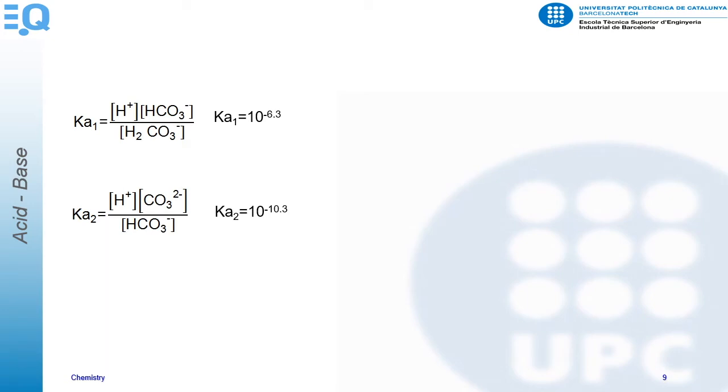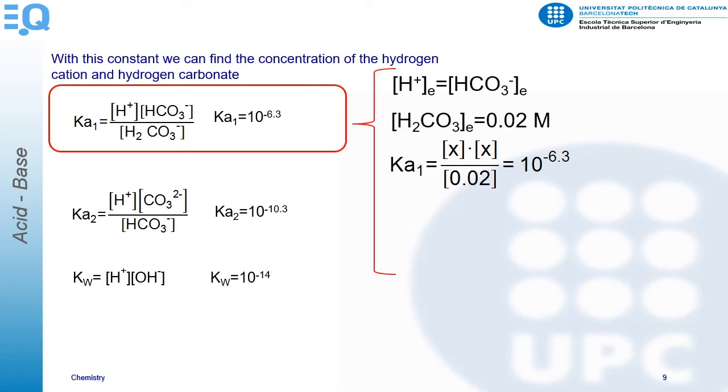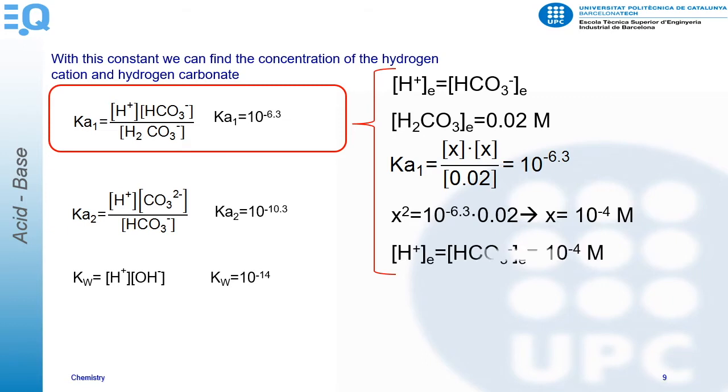Now we have to look at the equations and decide which one we'll use. Since we know the concentration of hydrogen carbonate is equal to H+, and we also know the initial concentration of carbonic acid, we have to find a constant that includes these three concentrations. In this case, it's Ka1. Ka1, which is a known value, equals x to the power of 2 divided by 0.02. From here, we can find x, which is the concentration of H+ and hydrogen carbonate.